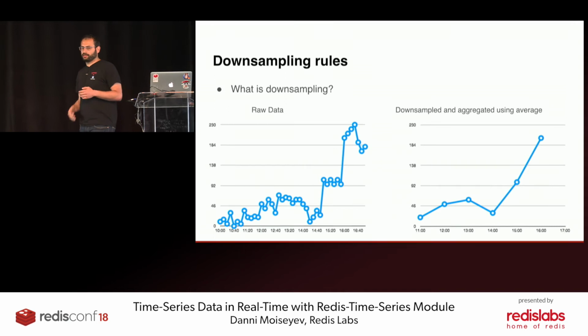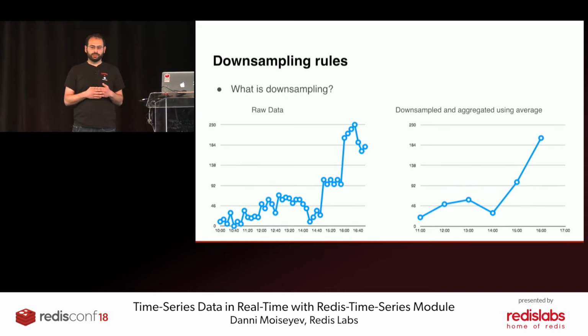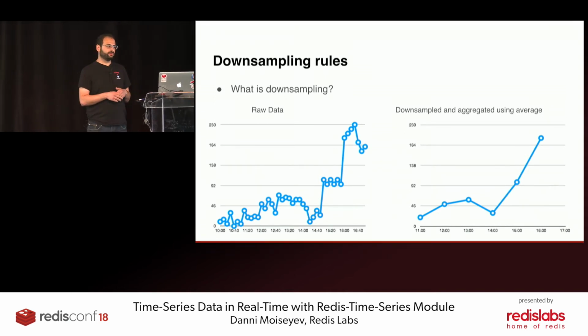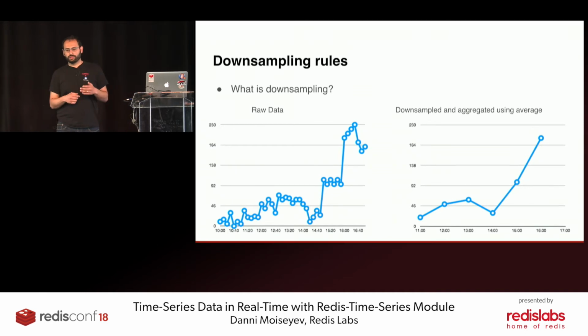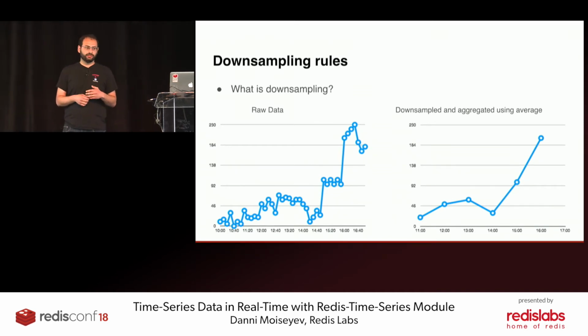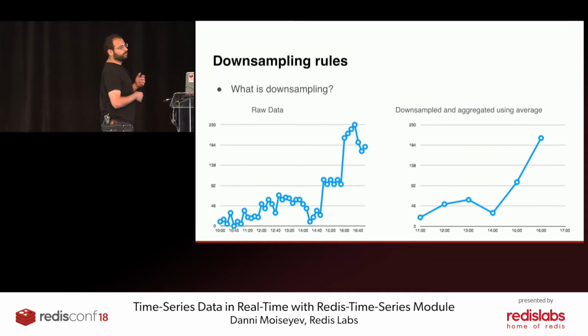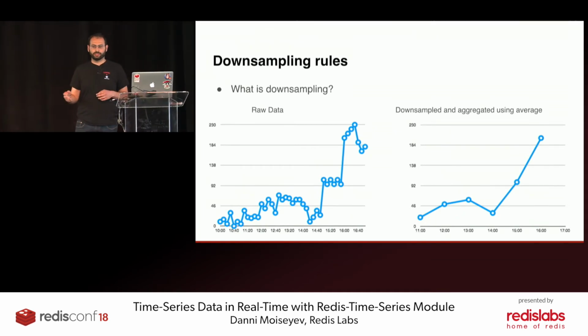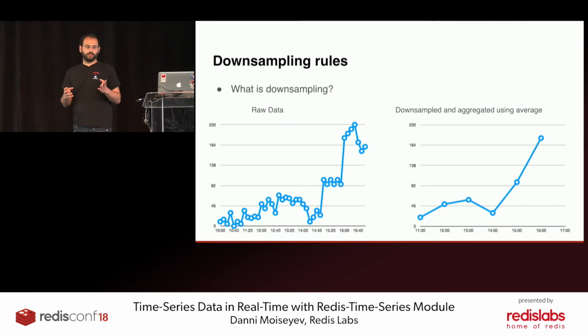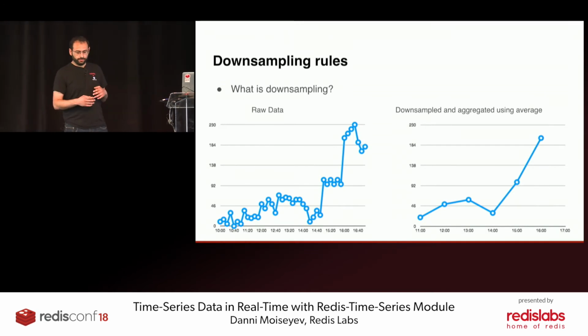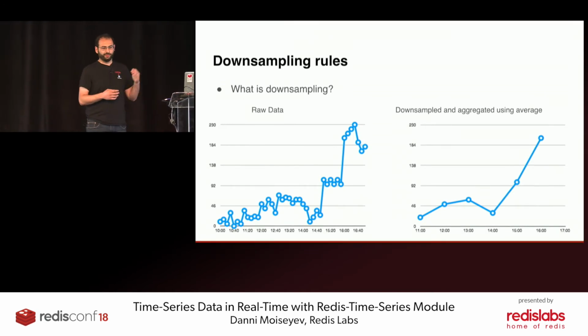OK, so downsampling. So many of you have probably used some kind of time series database before, and most of those already have something called downsampling. Some people call it compaction, some people call it compression. There are numerous names for that. I like the downsampling naming.